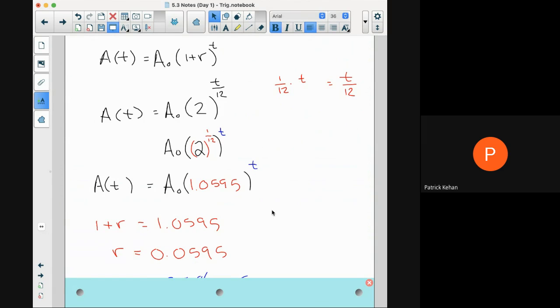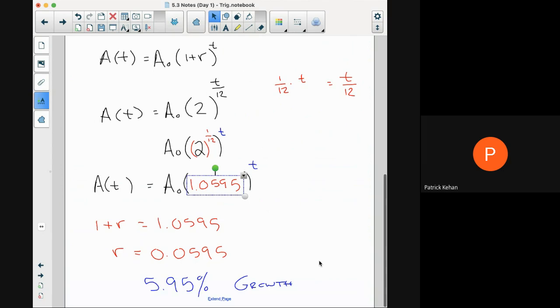So if we want the percent growth in this case, we're going to set this equal to 1 plus r, subtract our 1, and then multiply by 100 to find our growth rate, which is going to be 5.95% growth per year.